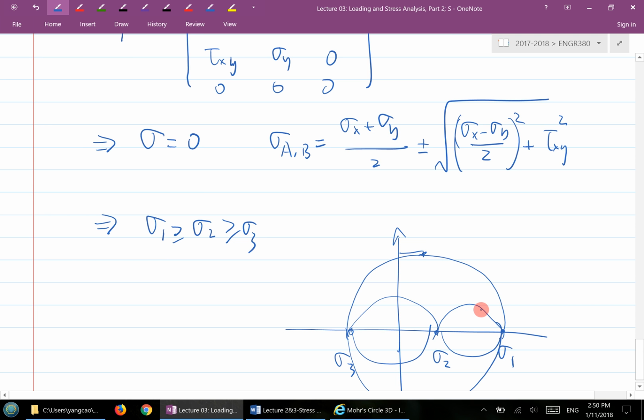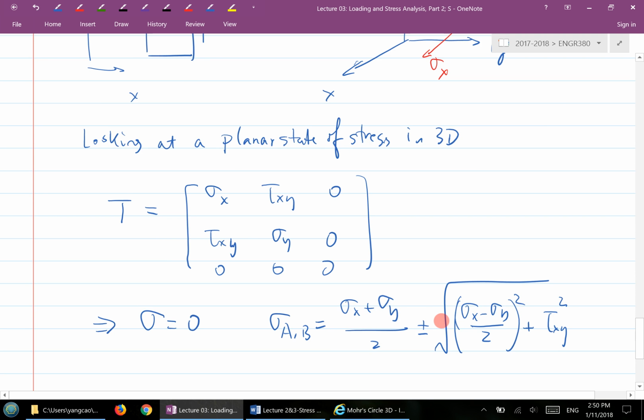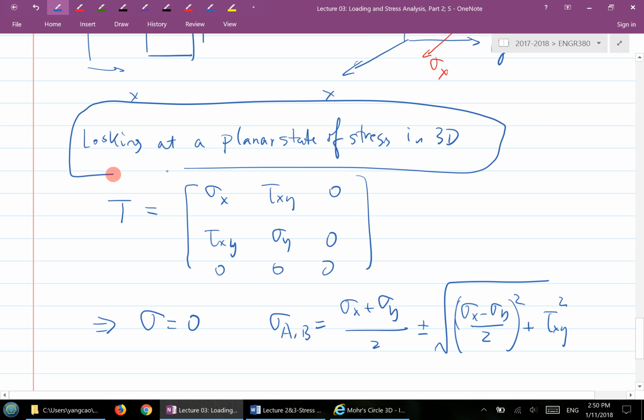So that's why we have to look at a planar state of stress in 3D, in order to figure out this information, the maximum shear stress. And that's the information that we need for the next step, static failure analysis. Okay? Any questions?